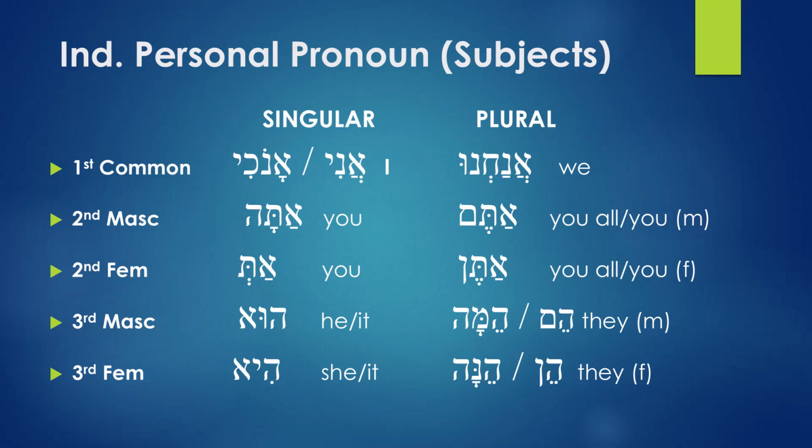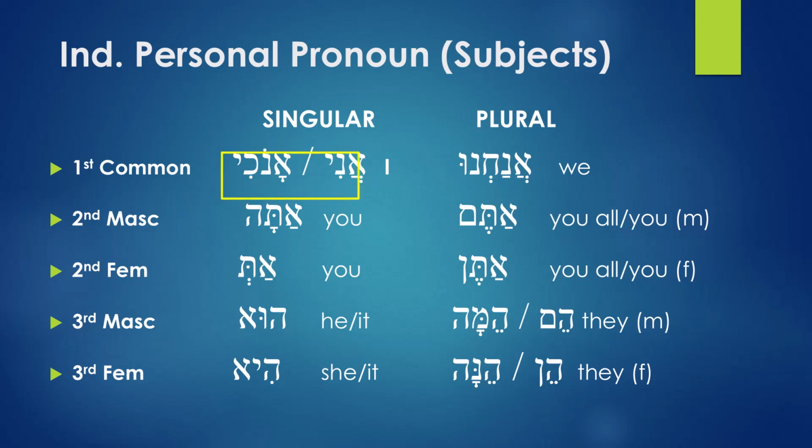All right, let's go through the paradigm. If you want to say I in Hebrew, you say ani, or you say anoki. So there are two forms. Some of them have two forms. Two forms simply means two spellings. Sometimes you're going to see ani, sometimes you'll see anoki. And so anoki means I, ani means I.